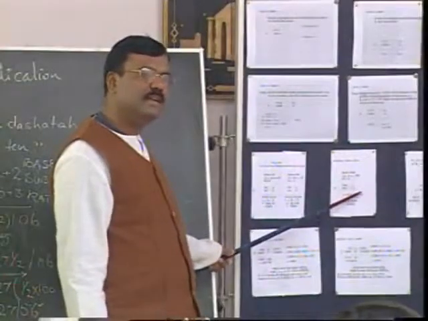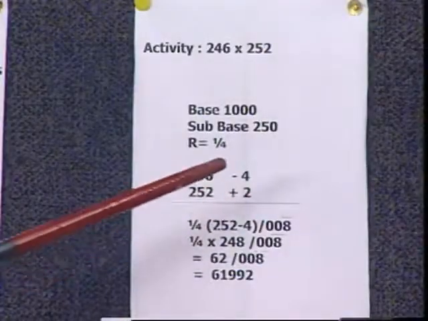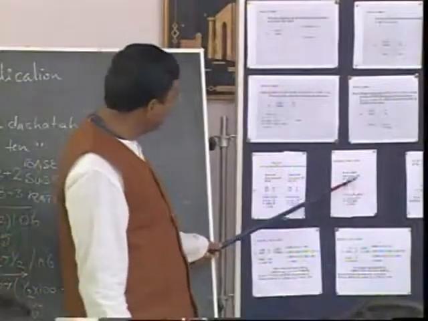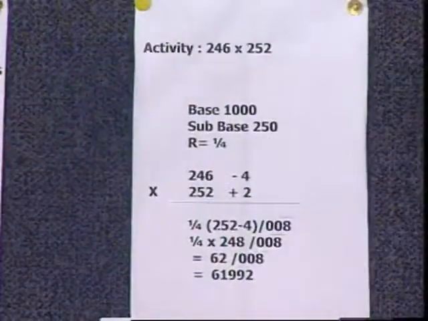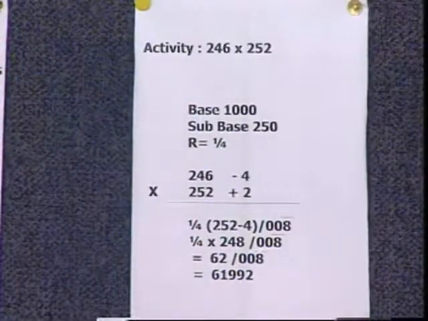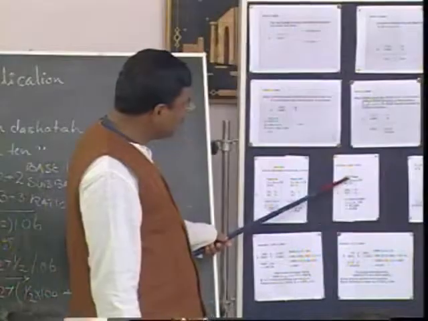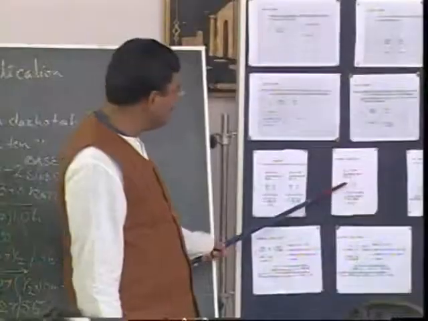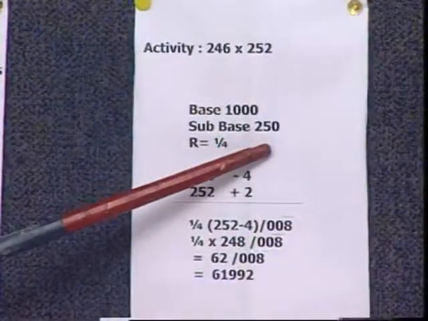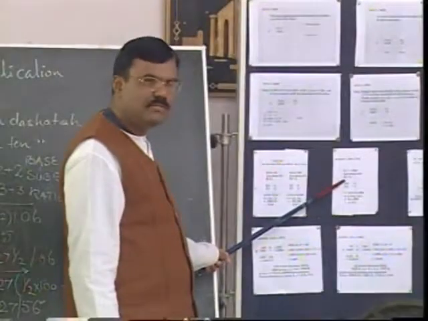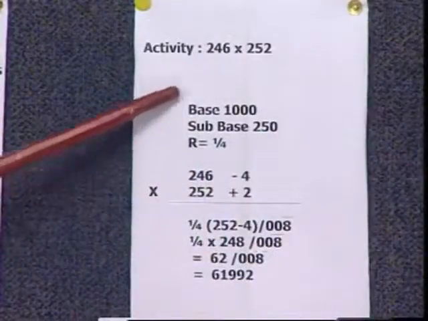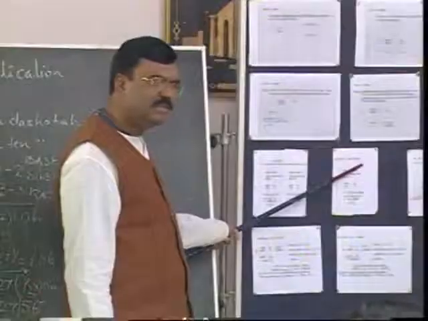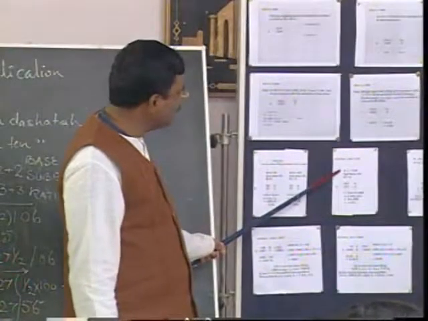Suppose you got 246 multiplied by 252. Are they near to 200 or near to 300? It is in between 200 and 300. In this case, you have to take the base as 1000, because it is quarter to the 1000. If base is 1000, sub base is 250, you will get 1/4. For that reason, in case of such type of numbers, you try to select a suitable base.